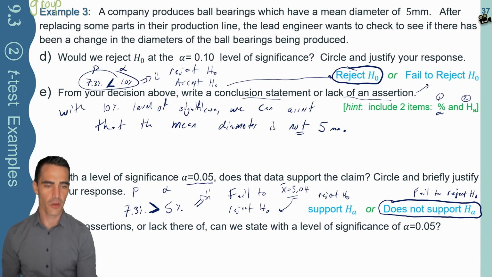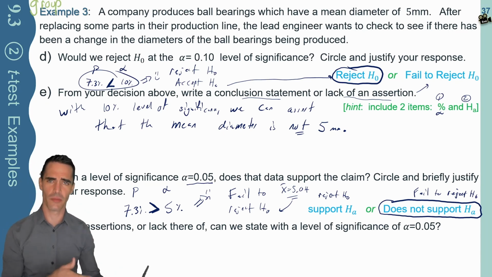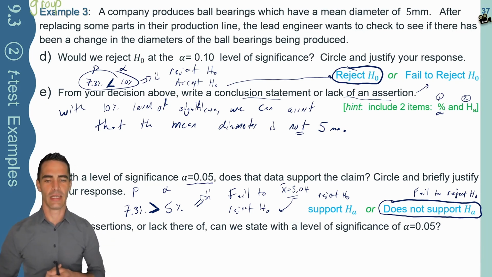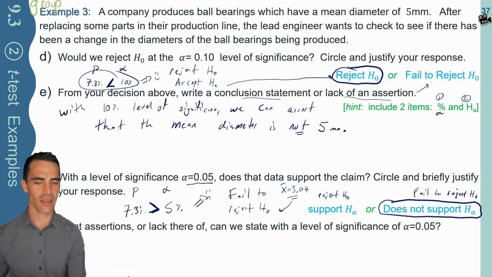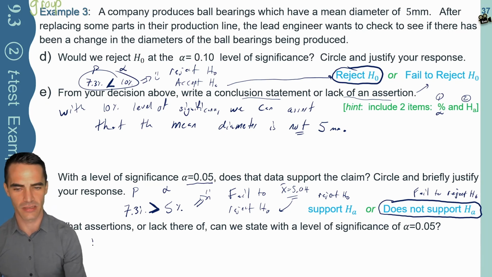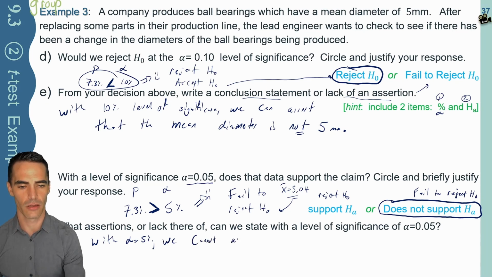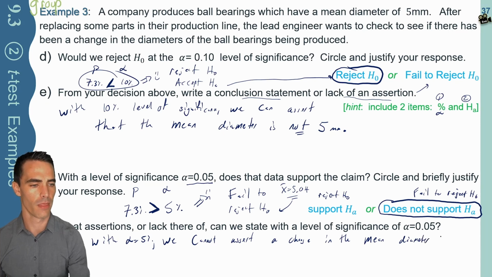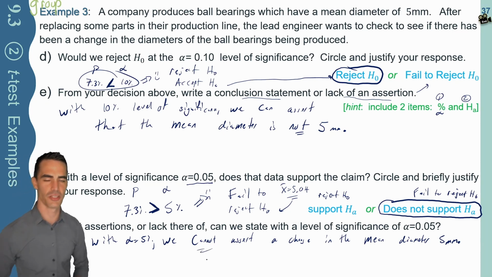This is the embarrassing part. We did all this work and we're like, hey, we have a suspicion. Let me take some of these ball bearings and measure them. I got my calipers out. I made a little table. After all that work, what assertions can I make? The short answer is none. I'll say with alpha equal to 5%, we cannot assert a change in the mean diameter from 5 millimeters. We cannot assert a change in the diameter.